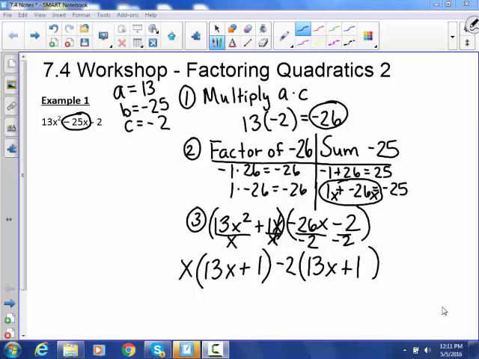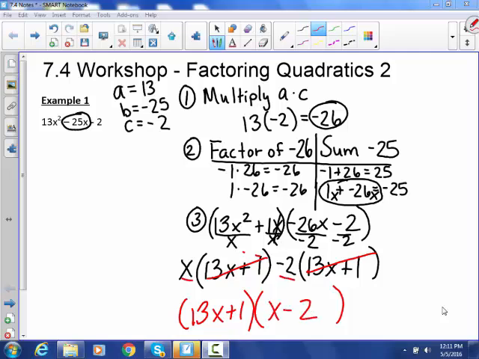Okay, now, what do you notice? They're the same. What's in parentheses is the same. And so what that means is this is a common factor of the first one and the second one. So our first parentheses is 13x plus 1. Our second parentheses is what's left: x minus 2. 13x plus 1, x minus 2 is the answer.